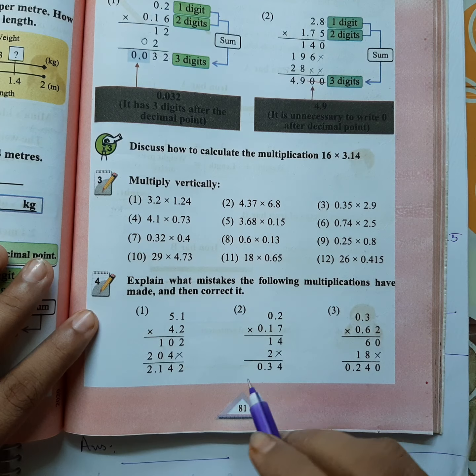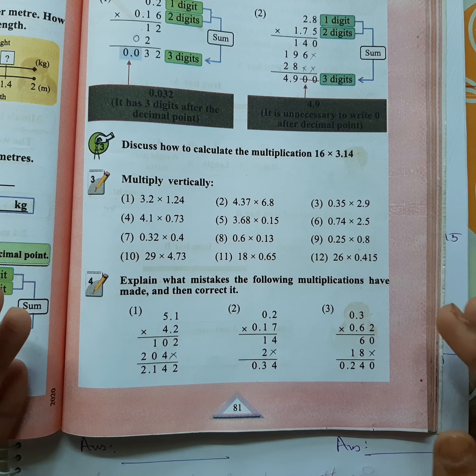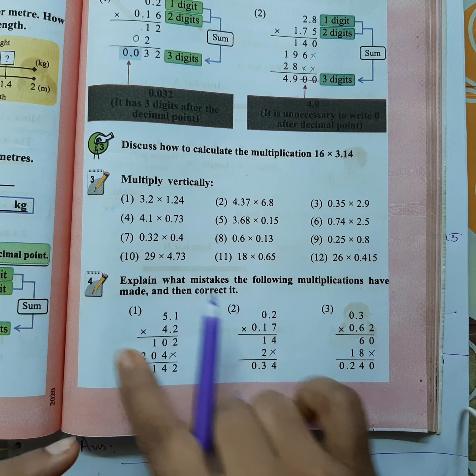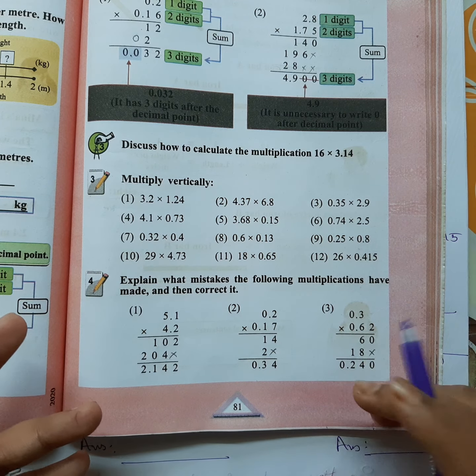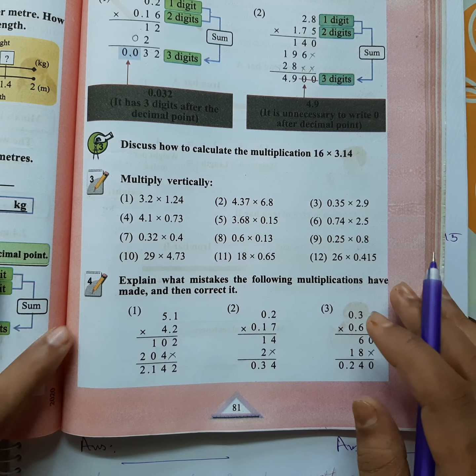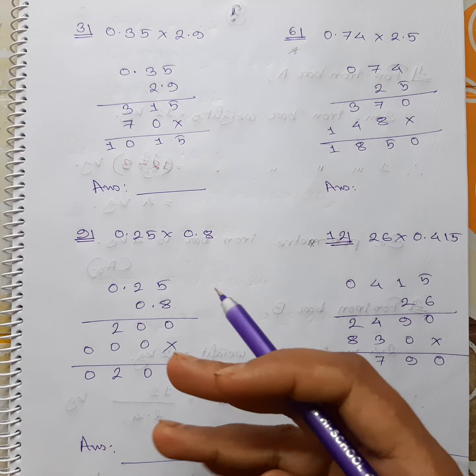Okay, I have done this one. This one you can do by yourself. If you know how to do the multiplication, you can do all of them by yourself. Find out the mistake over here and then correct it. Okay, this I'm going to leave with you. You have to do it by yourself.